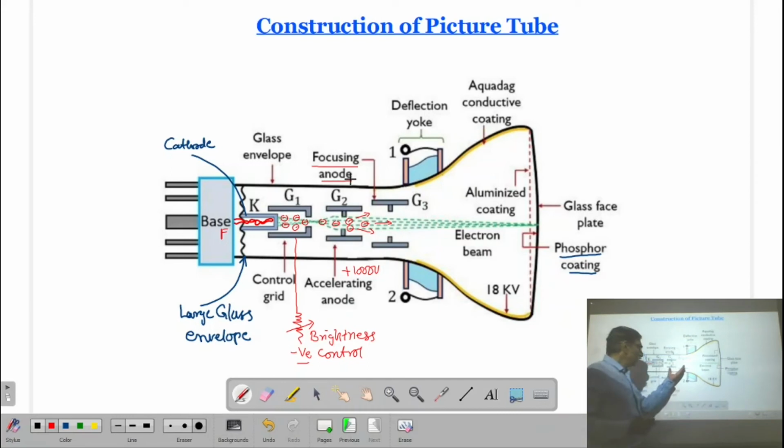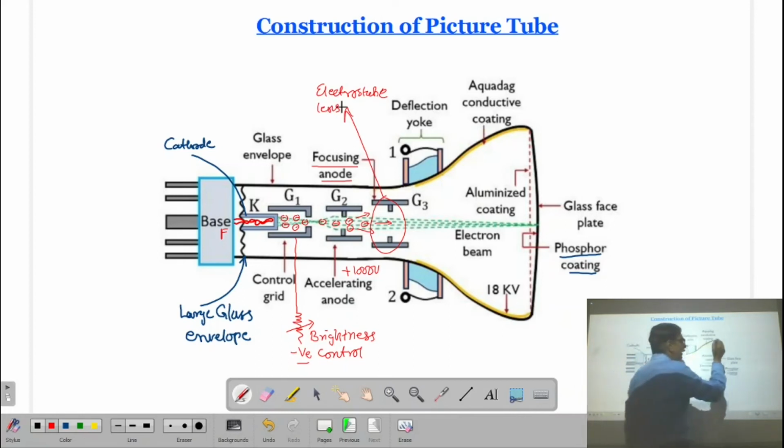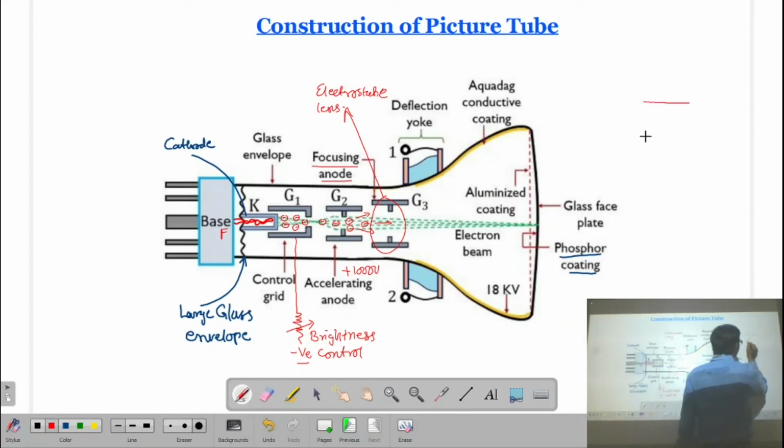Here, the focusing anode produces an electrostatic lens. Remember, this system will work as an electrostatic lens. Now, what is an electrostatic lens? Here we have one plate, another plate, so two plates are there. These plates are at lower potential, and these plates are at higher potential. So there will be an electric field like this.